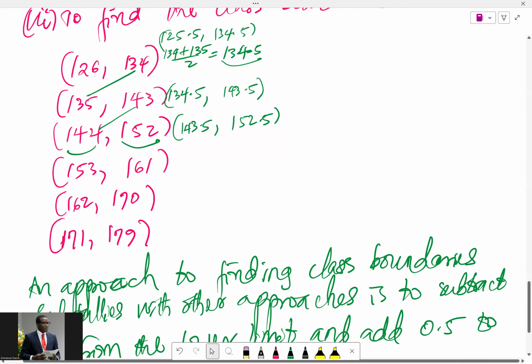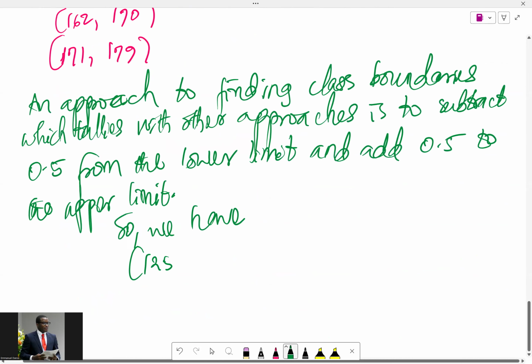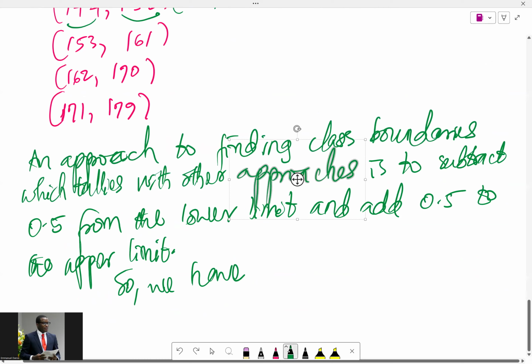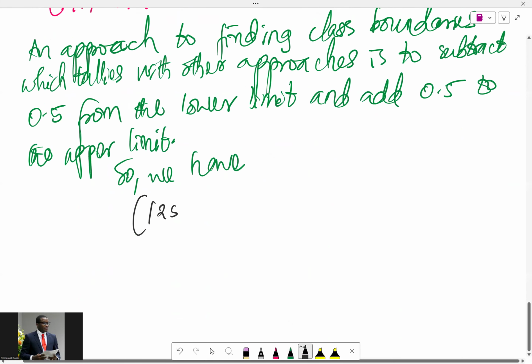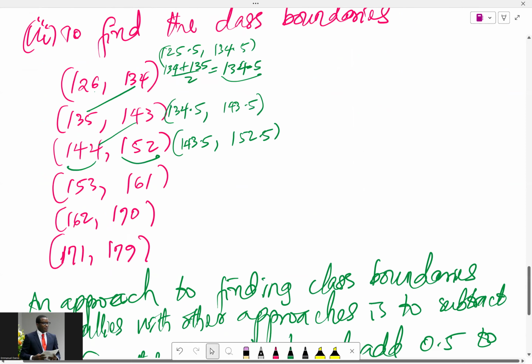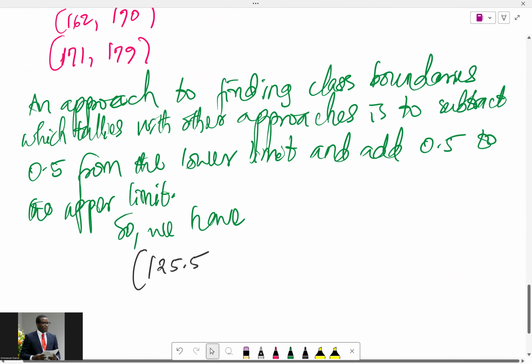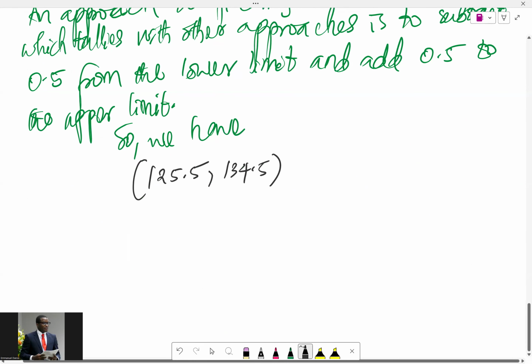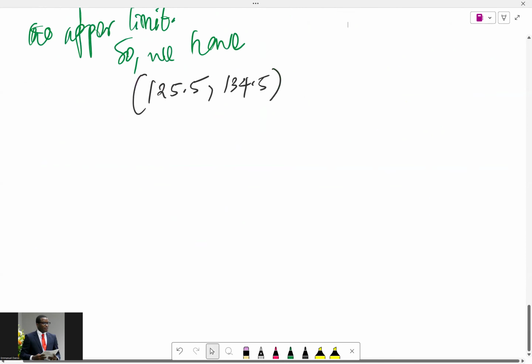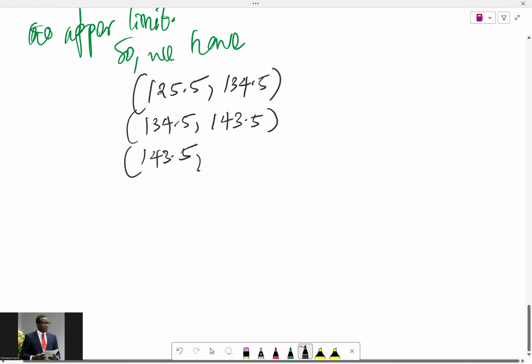for the boundaries again, you have 125.5. That is 126 minus 0.5, that's 125.5. 134 plus 0.5, that's 134.5. That's for the first one. And then we go on like that. So this would be 134.5, 143.5. And you can now see even the 99 thing will start happening. That's 143.5 lower. So the upper boundary here is the lower boundary in the next class. So the next one will be 152.5.